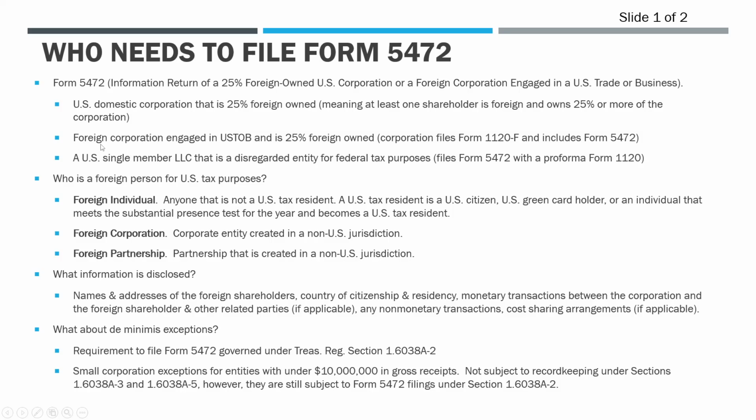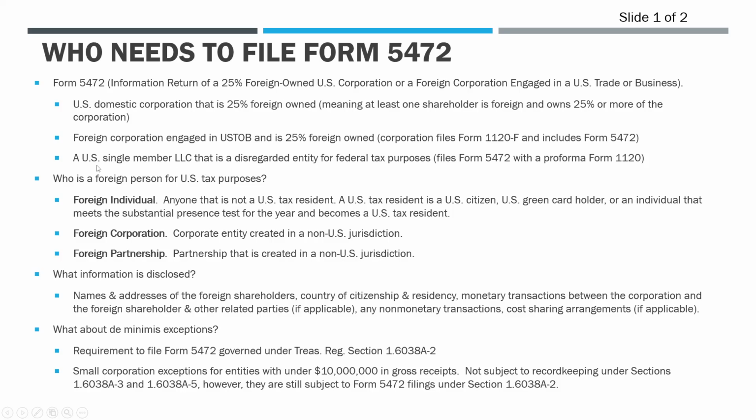The second one here is a foreign corporation that's engaged in a U.S. trade or business and has that 25% foreign element. So this would be a foreign corporation that needs to file an 1120-F. And if they meet that 25% foreign ownership element, then we'll do the 5472 with the 1120-F filing.